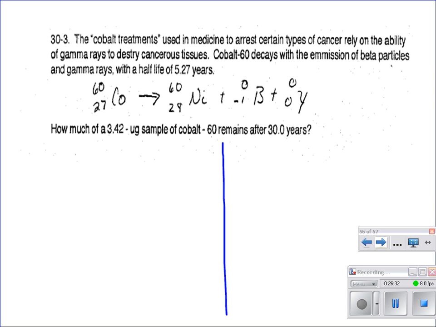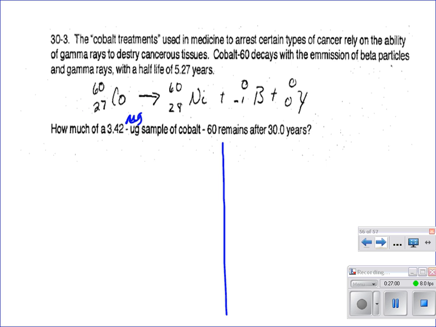Cobalt-60 decays with the emission of beta particles and gamma rays with a half-life of 5.27 years. How much of a 3.42 microgram sample of cobalt-60 remains after 30 years? It's interesting, if you get chemo or certain types of radiation, how long that stuff sticks around. So that's what we're going to figure out.